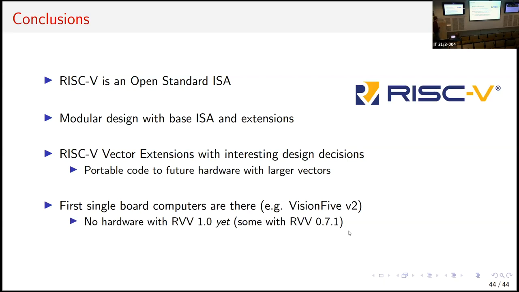The first single board computers with RISC-V are there. In addition to the millions to billions of chips that they already have for embedded use cases, there are now also the first single board computers that can boot a regular Linux, maybe a Debian, for example the VisionFive. Sadly, there is no hardware with RVV 1.0 yet. There is some hardware with an older draft version of the standard, 0.71. So at some point this is hopefully going to change, and some vendors will sell hardware that has the final ratified version.